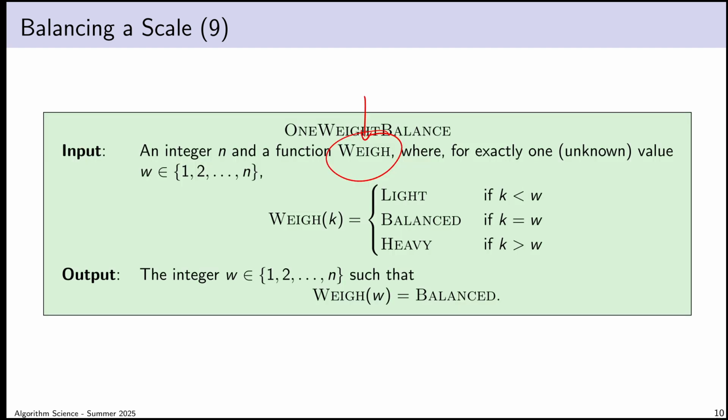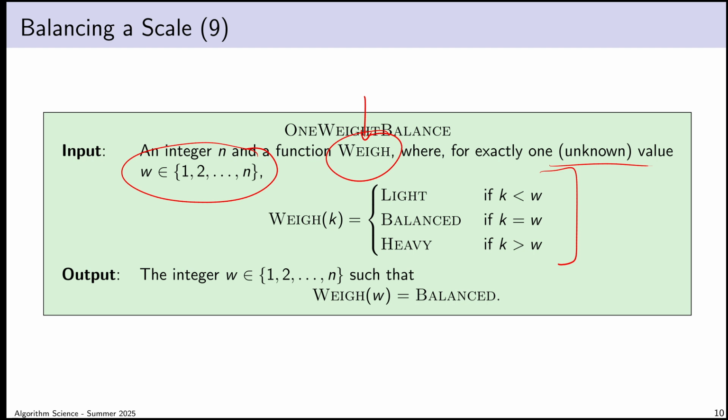And the problem specification also requires that this problem only makes sense. An input is only valid if the weigh function behaves in a manner that matches the behavior of the scale, which is to say that there is exactly one weight that is correct. We'll say that that number is called W. Of course, you don't know what that is. It's your job to figure that out.